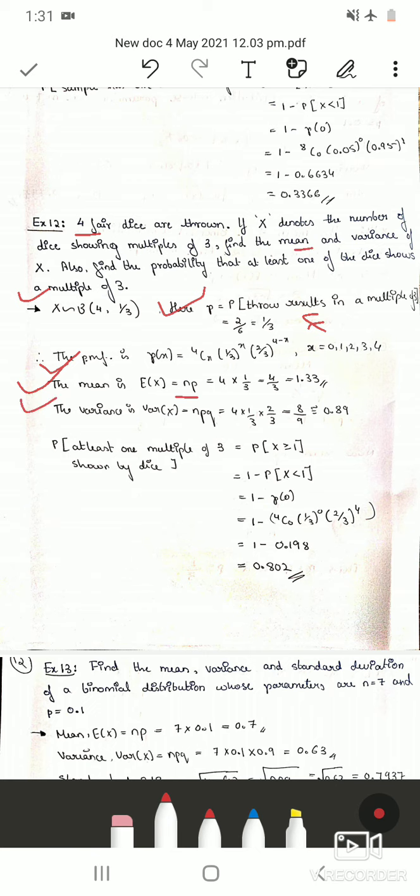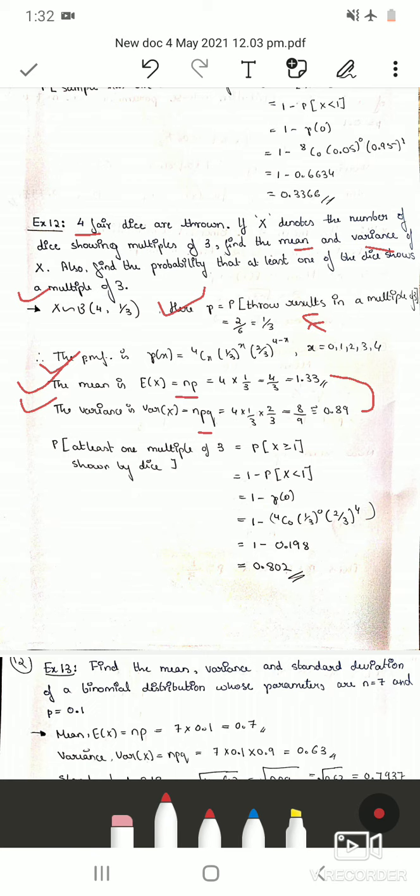Then they have asked to find out the variance. So variance is npq. We know all the terms. n is 4, p is 1 by 3, q is 2 by 3. Therefore it will be 8 by 9 or approximately 0.89. So variance is done. If they had asked for standard deviation, then it would be the square root of variance, that is the square root of 0.89. You can see there was one property, that mean is always greater than variance. Here 1.33 is obviously greater than 0.89.